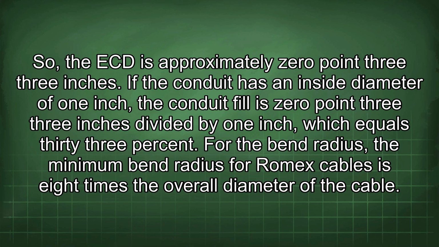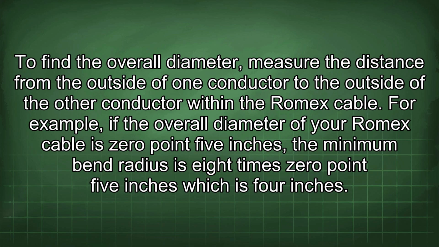of the cable. To find the overall diameter, measure the distance from the outside of one conductor to the outside of the other conductor within the Romex cable. For example, if the overall diameter of your Romex cable is 0.5 inches, the minimum bend radius is 8 times 0.5 inches, which is 4 inches.